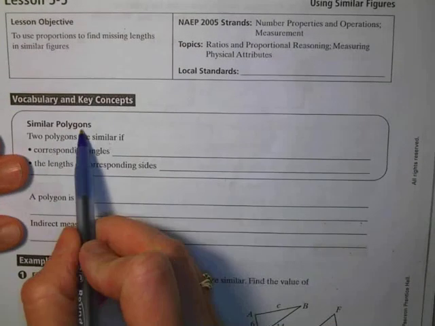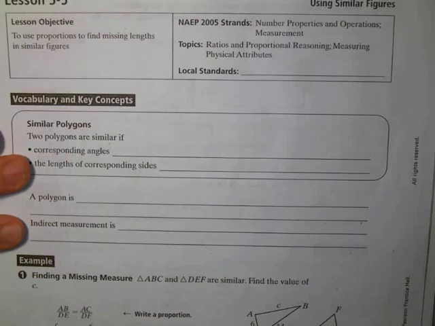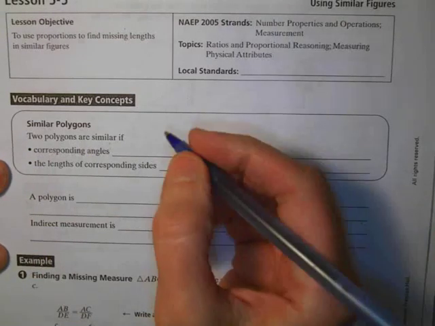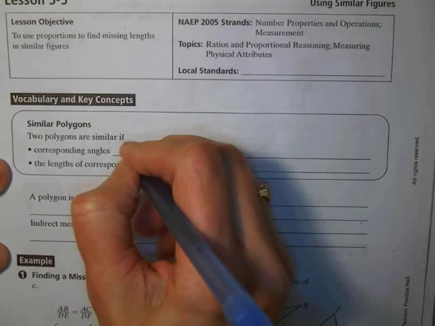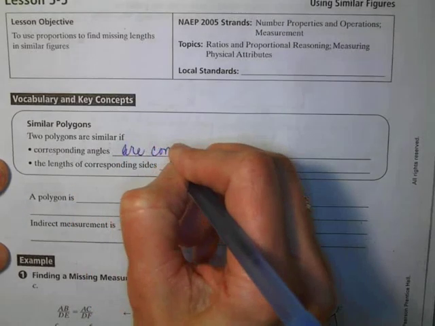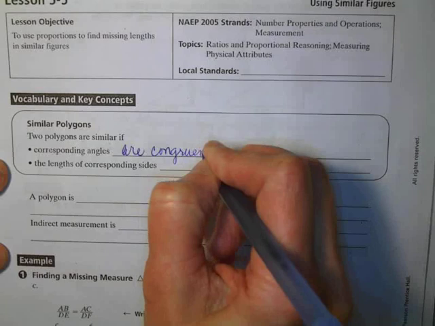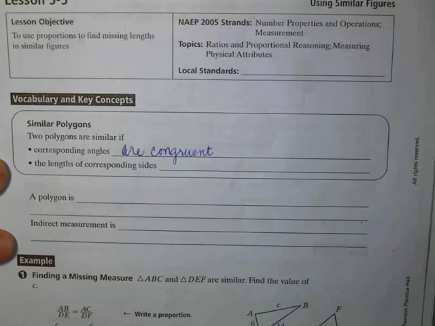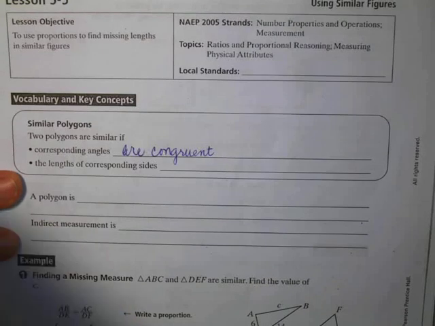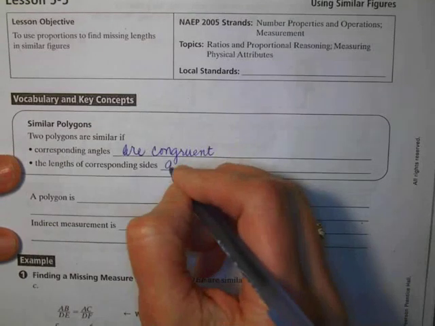First of all, similar polygons. Two polygons are similar if their corresponding angles are congruent. Congruent is the geometry term for of equal measure or of equal size. So if they have the same measure, and the lengths of corresponding sides are proportional.